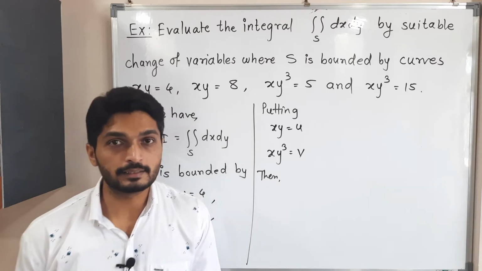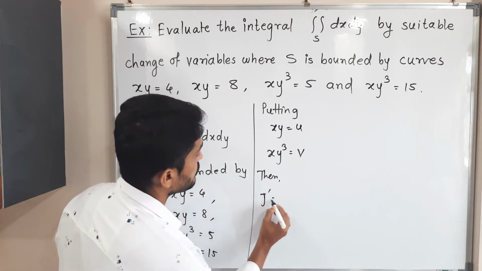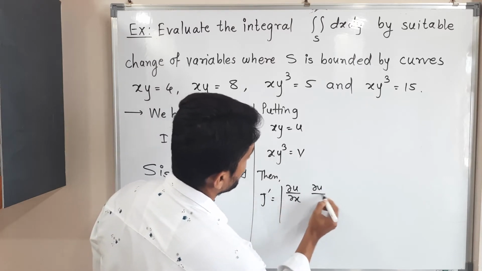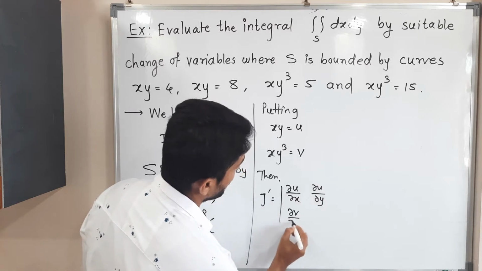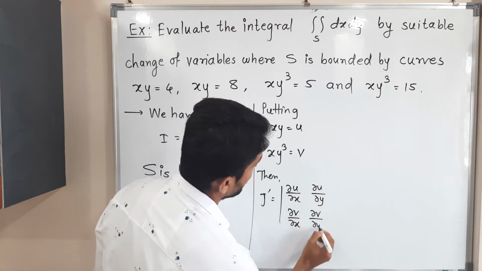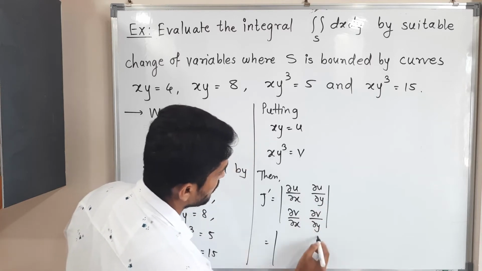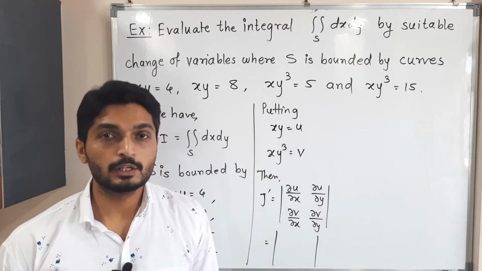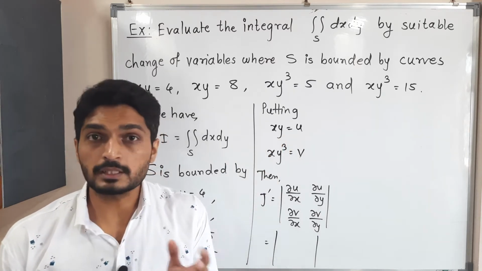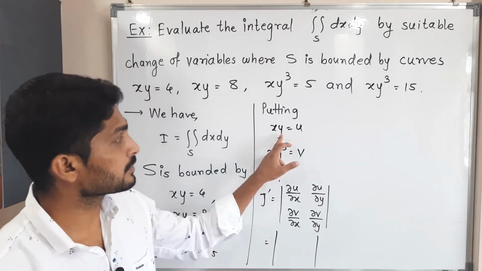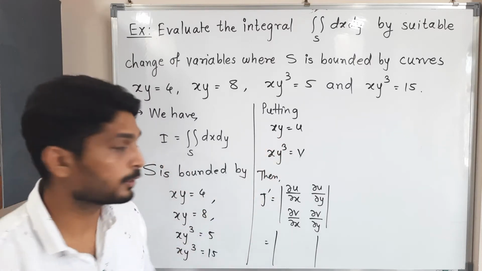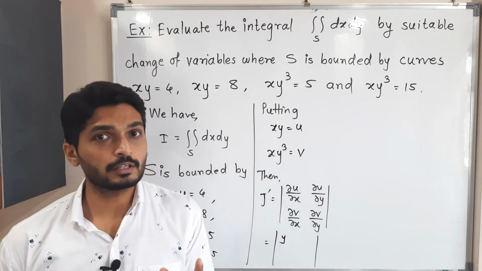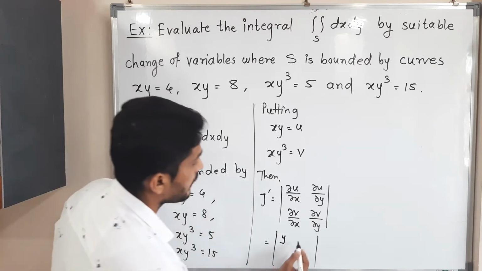So I will go for z dash first. Then z dash, what is its formula? Determinant of del u by del x, del u by del y, del v by del x and del v by del y. So this is equal to the determinant of, see, the derivative of u with respect to x. When you find the derivative with respect to x, we consider y as a constant. So derivative of x is 1, so 1 into y we have y. Derivative of u with respect to y, x is constant, derivative of y is 1, 1 into x is x.